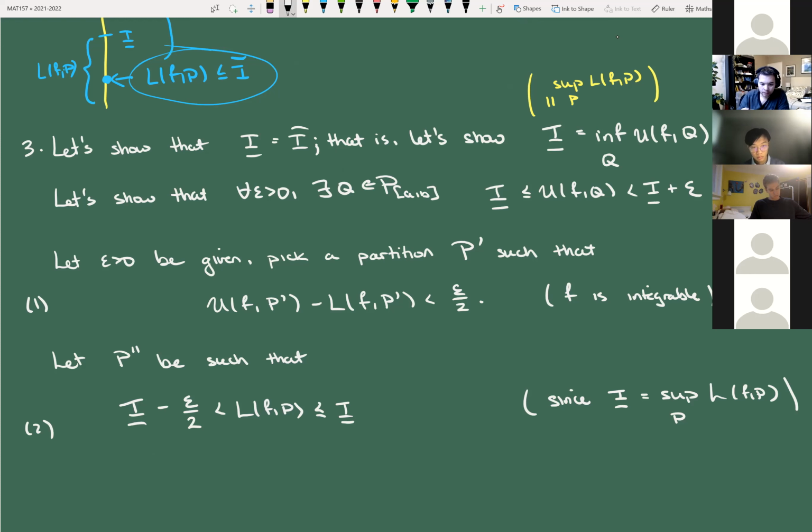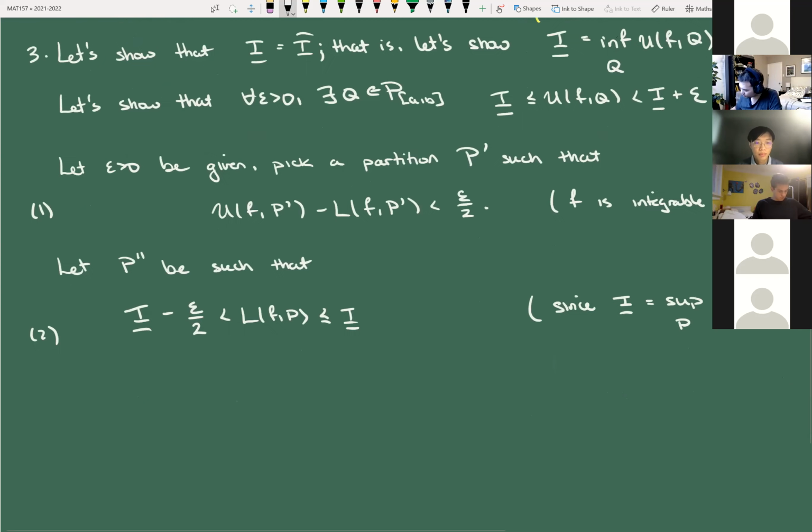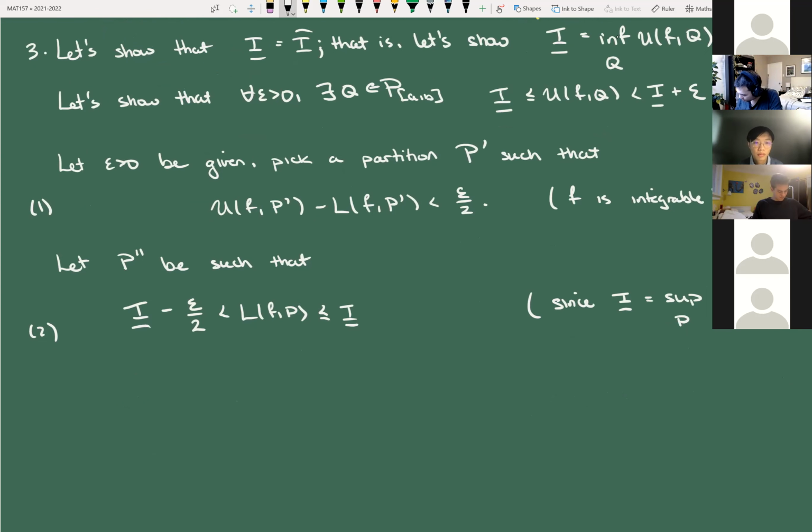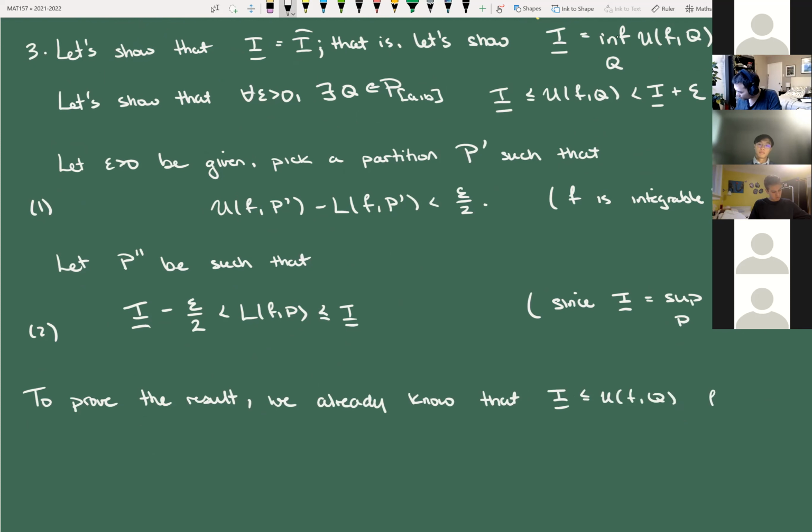Okay. All right. So basically, what I want to do, okay, now what do I want to say? So, okay, let's actually prove the result now. So to prove the result, we already know that I bar is less than or equal to UFQ for all Q, right? This is that picture. Let me, I don't think you drew the, oh yeah, you're right. I didn't draw the double prime. Thank you. Okay.